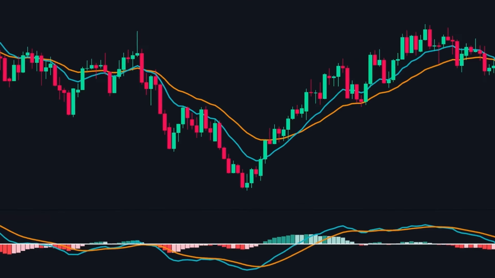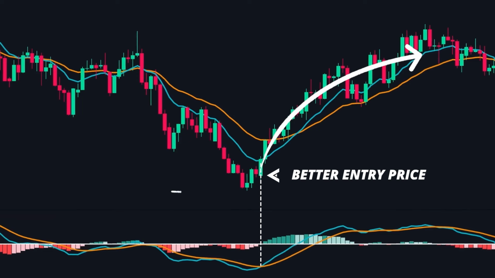Here's another example. On this candle, the 12 EMA crossed above the 26 EMA, indicating a bullish crossing and a buy entry. However, this crossover occurs only after the price has moved a particular distance. On the other hand, the MACD crossover occurred here, giving us a much better entry price. As a result, we were able to capture a large chunk of this move by using a tighter stop loss.